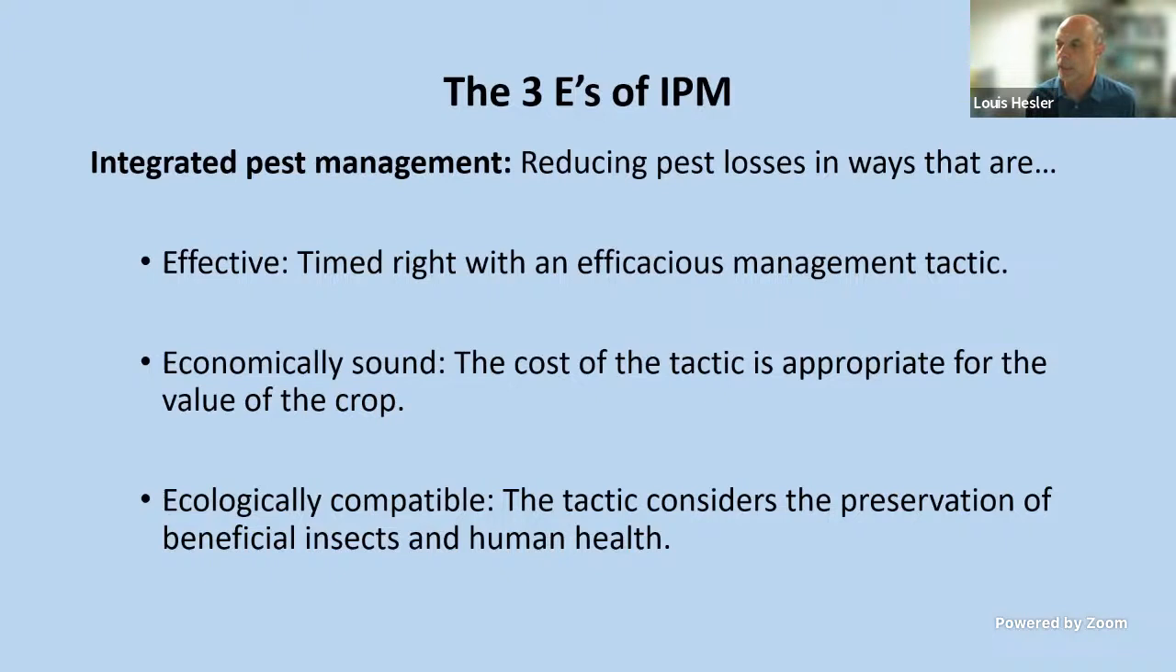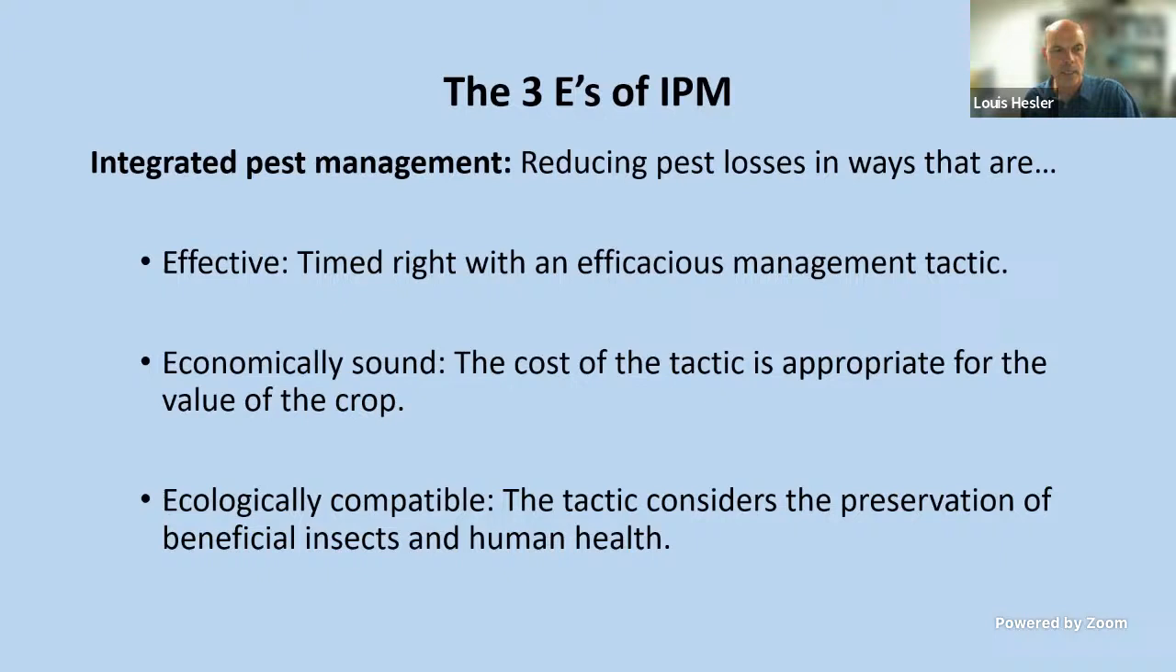A second E of the IPM is economically sound. That is, the cost of the tactic is appropriate to the value of the crop. We need to apply the most effective tactic at the best price. The farmer is there to make money. He has to balance making money between saving yield and the cost of intervention with a pest management tactic in order to preserve that yield.